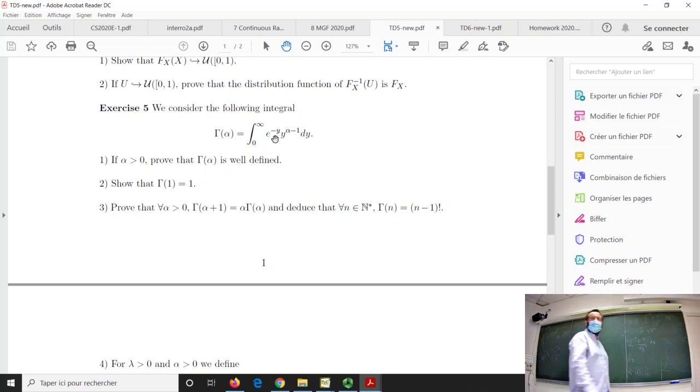Because z is positive, the absolute value of z is just z itself. Be careful: the square root of the square is not equal to z in general. If you take z equal to -1, it doesn't work. But here I don't have a problem because I work with positive numbers. I integrate from 0 to plus infinity, and it remains the dy. And what is dy? dy is equal to 2z dz, z being equal to the square root of y.